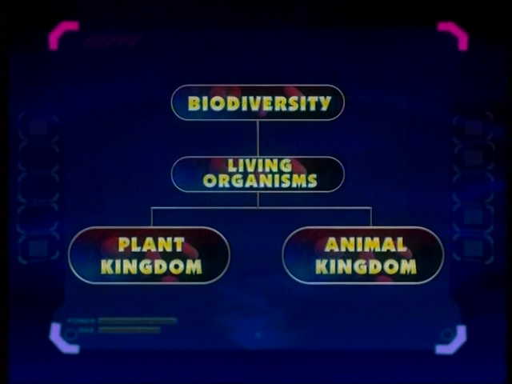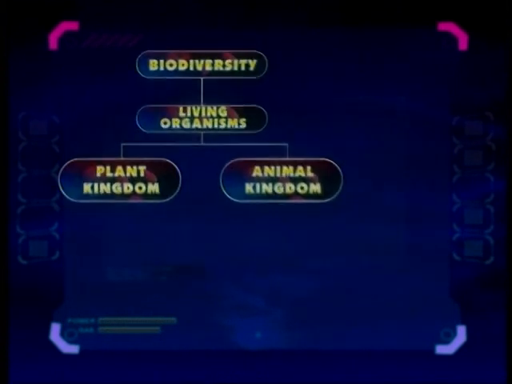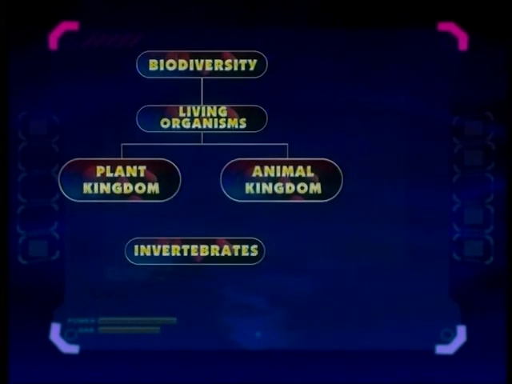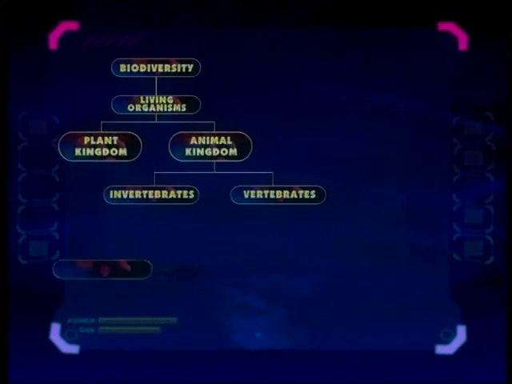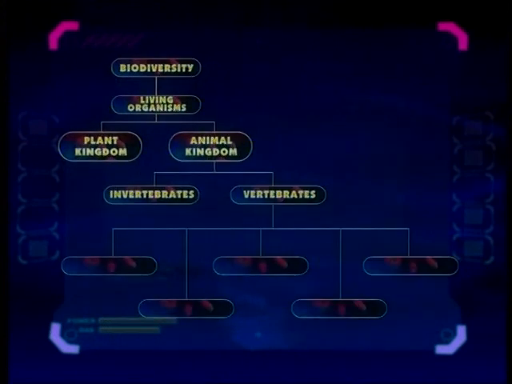The animal kingdom is split into 2: invertebrates, animals without backbone, and vertebrates, animals with backbone. Vertebrates are classified into 5 different groups. They are mammals, fish, birds, amphibians, and reptiles.